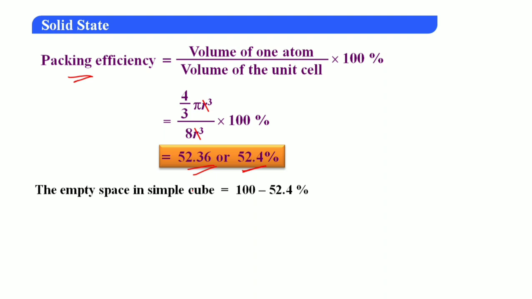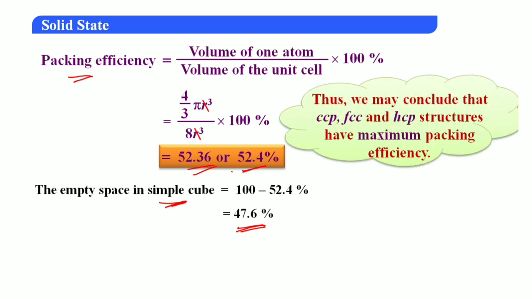Empty space in the simple cube is 100 minus 52.4, which is equal to 47.6. If they ask for 1 mark, remember 100 minus 52.4, 47.6 is the empty space. So packing efficiency is 52.4%. This is about packing efficiency, so we can conclude that maximum packing efficiency is for which one? Maximum packing efficiency is for CCP, FCC and HCP, that is 74%. So this is about today's video.